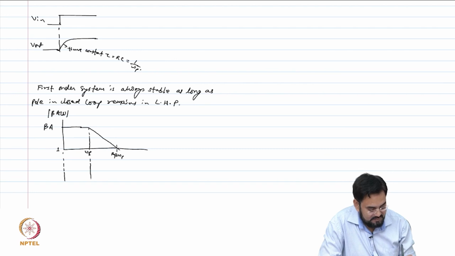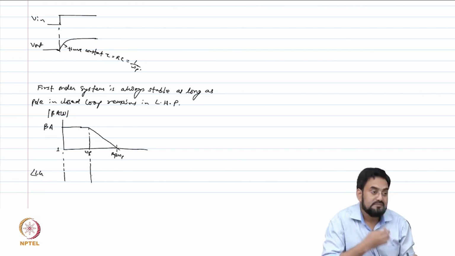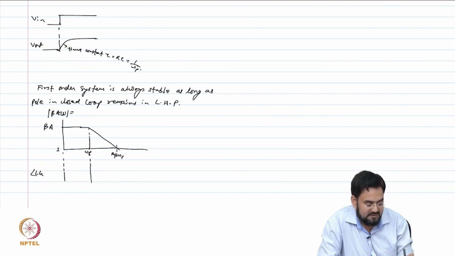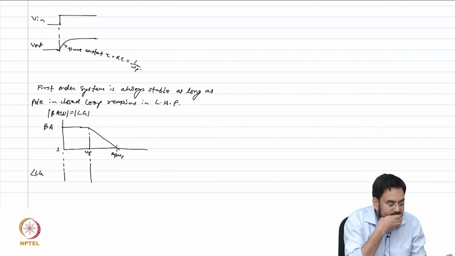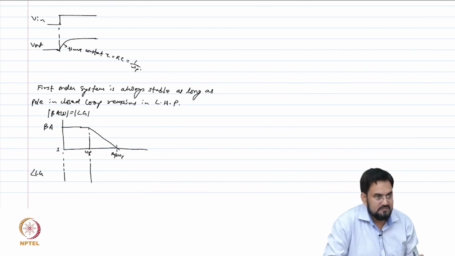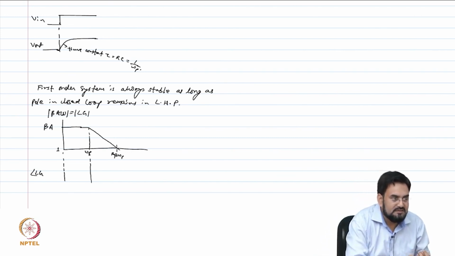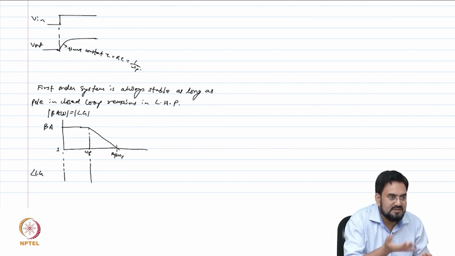So how do you draw the phase of your loop gain? This is nothing but your loop gain. Where will it start from? 0? It is negative feedback, so 180 is already there. A 180 phase shift is already there even at 0 frequency or DC. So you have to start with 180, you cannot start with 0.